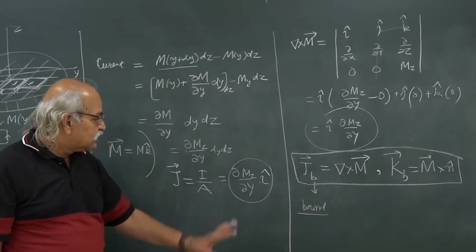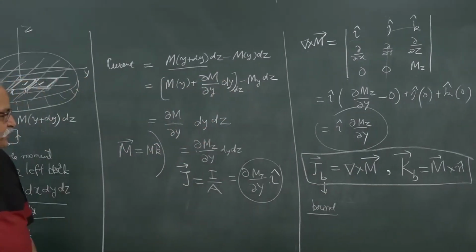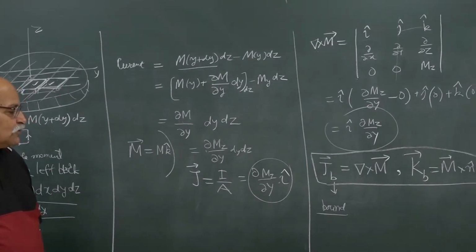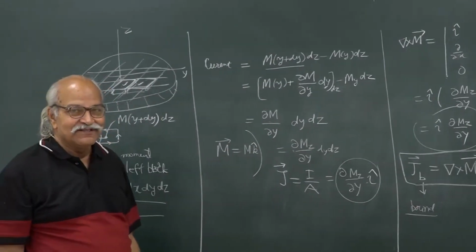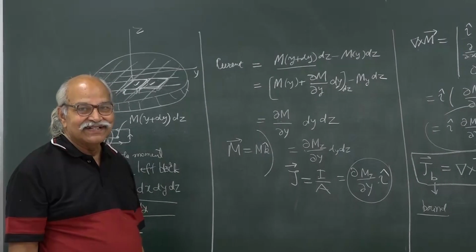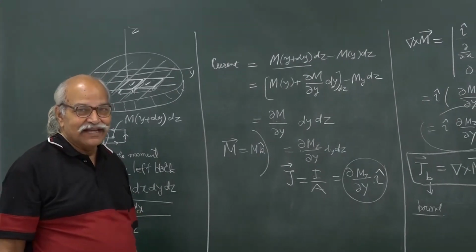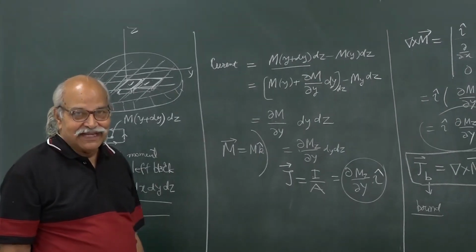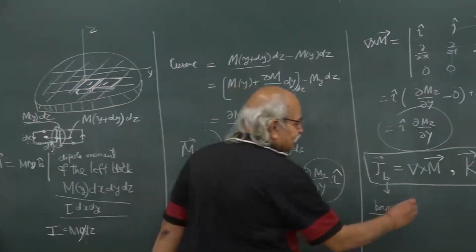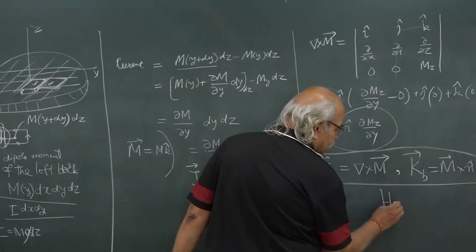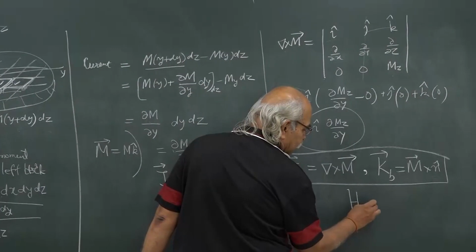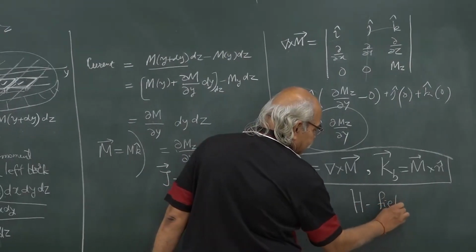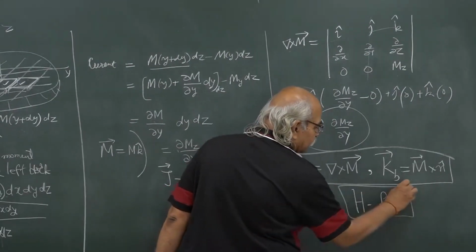So with this much we will stop today, and next day I will introduce a new vector field which is very interesting, H. It is called the H magnetic field, H field. So we will introduce this field.